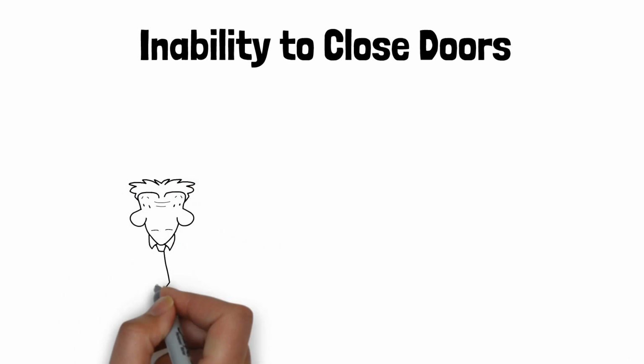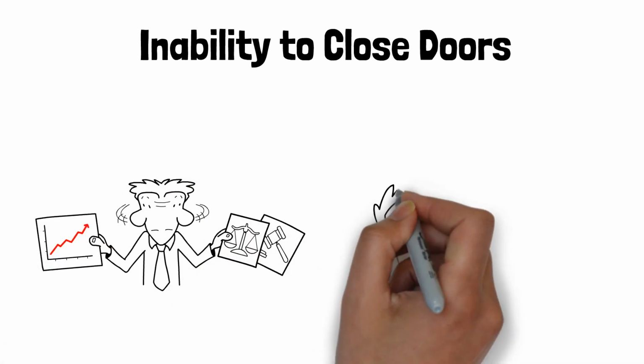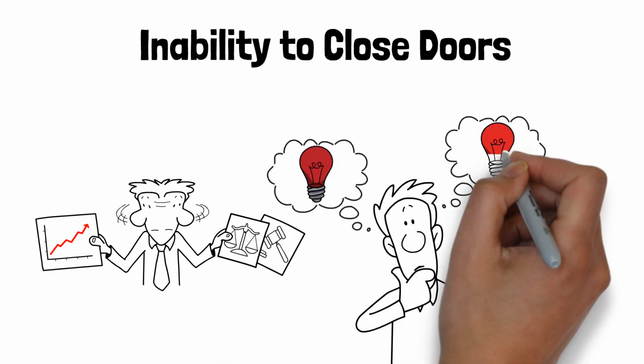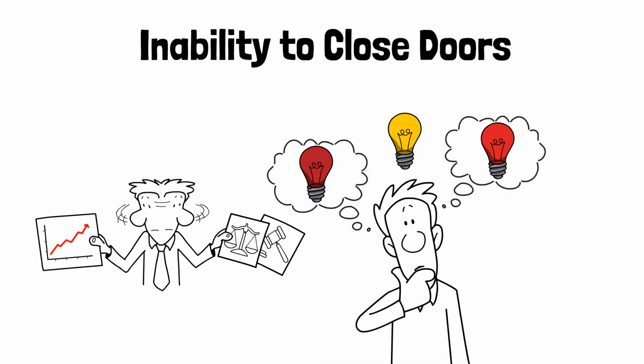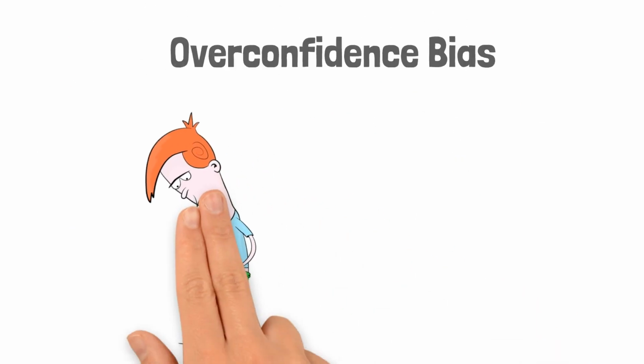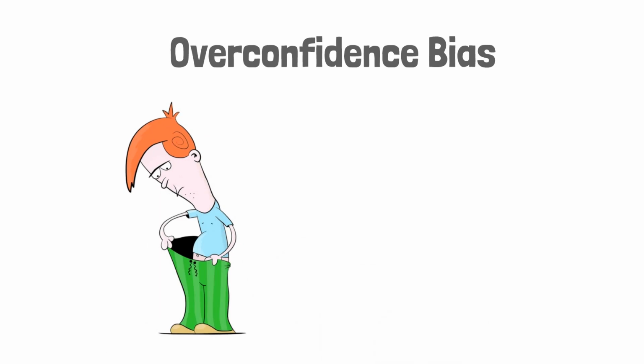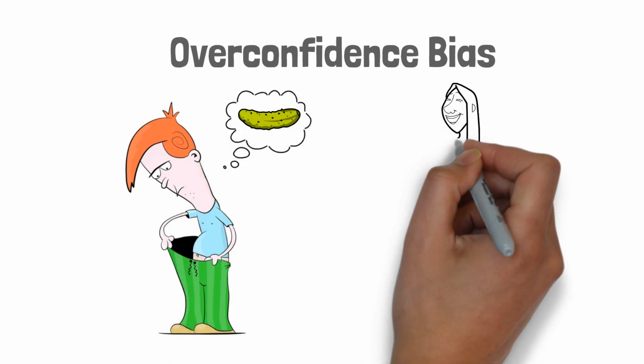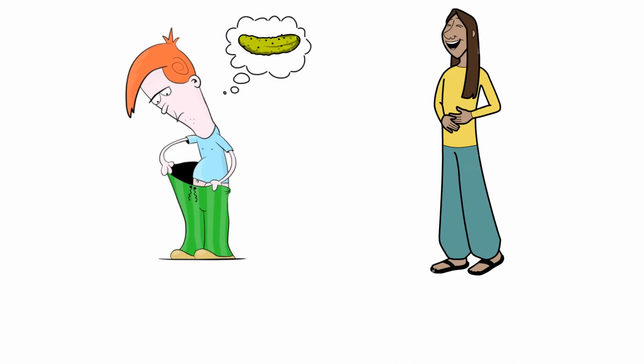Inability to close doors. The inability to close doors is when you struggle to make decisions because you fear missing out on other opportunities. For example, trying to work on 3 business ideas at once because you don't want to lose progress on any of them. Focusing on one thing at a time can be more effective. The overconfidence bias. The overconfidence bias is when you overestimate your abilities, knowledge, or the accuracy of your predictions. Seeking feedback and considering alternative viewpoints can help maintain a more realistic perspective.